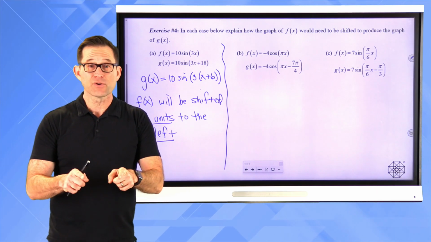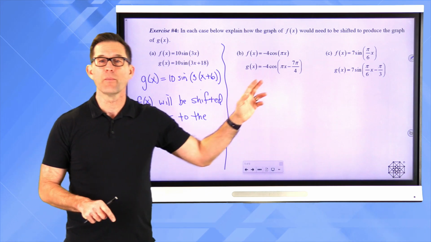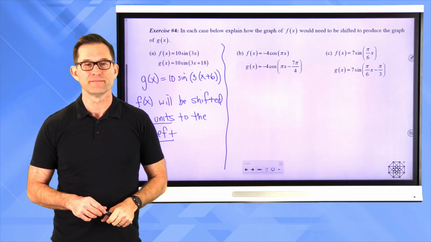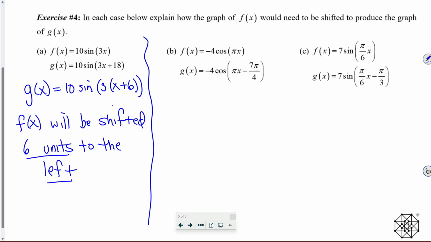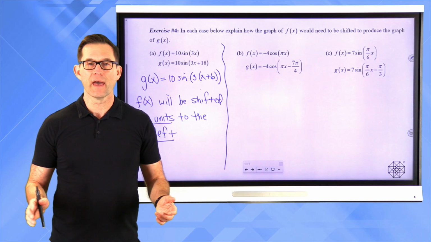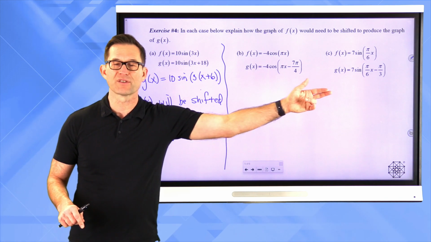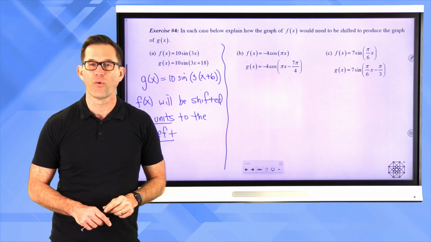Now, it gets trickier than this, right? Especially when we start getting pi's and fractions involved. So let's take a look at letter B. We've got here f of x equals -4 times the cosine of pi x, and g of x equals -4 times the cosine of pi x minus 7 pi over 4. Now again, it'd be really easy to think, oh, we're shifting 7 pi over 4 units to the right because I'm subtracting 7 pi over 4.